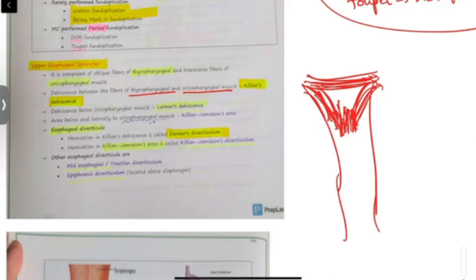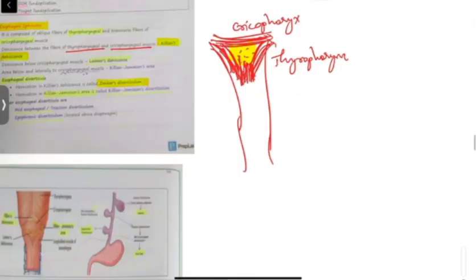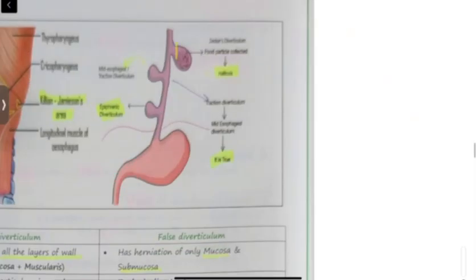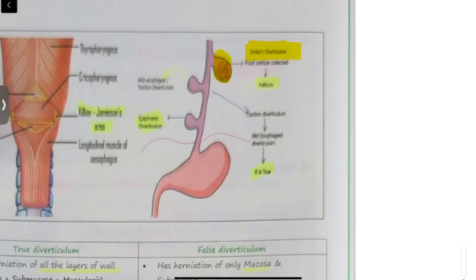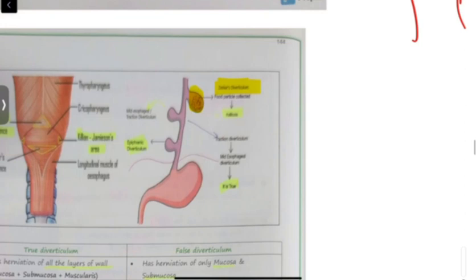So what happened in the esophagus is that between these two muscles, the cricopharynx and the thyropharynx, a gap remained. This gap is a defect. Basically, food or anything can herniate from here. If it herniates, how does it look? It looks like this, and that is called Zenker's diverticulum. This diverticulum posteriorly, which is due to a defect between the cricopharynx and thyropharynx muscles, is called Killian's dehiscence. And if there is a diverticulum of the esophagus happening from there, that is called Zenker's diverticulum.